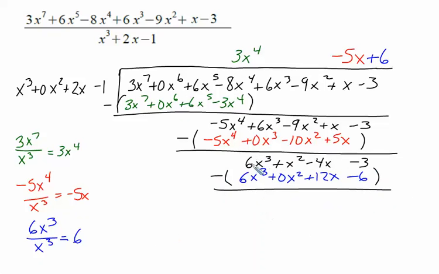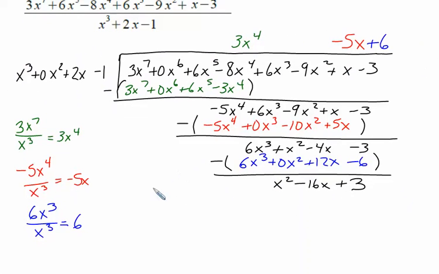And we shall subtract. 6 minus 6 is gone. x squared minus 0x squared will be an x squared. Negative 4 minus 12 will be a negative 16x. And negative 3 plus 6 will be a plus 3. Okay, so now up here is our quotient. Here's our divisor. Here's our remainder.